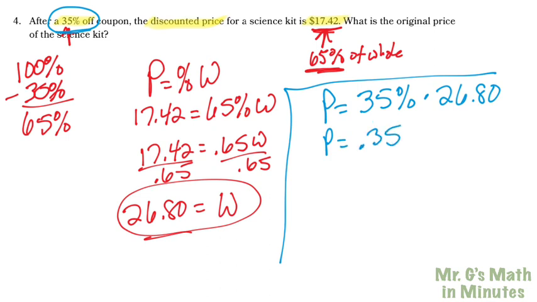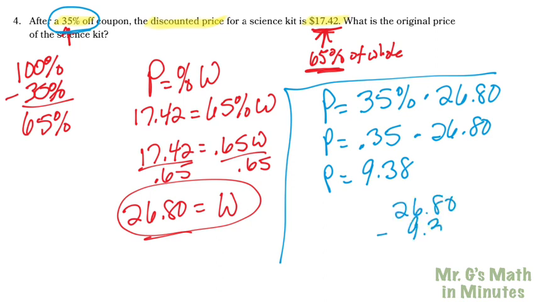Change that percent to 0.35. Multiply it times $26.80. So 0.35 times $26.80 gives me a discount of $9.38. And if I do $26.80 minus $9.38, I should come up with my discounted price. So $26.80 minus $9.38, I come out with $17.42, which is exactly what the problem gave me. So I know that my original price is correct. And that took me all of about 25 seconds to check.